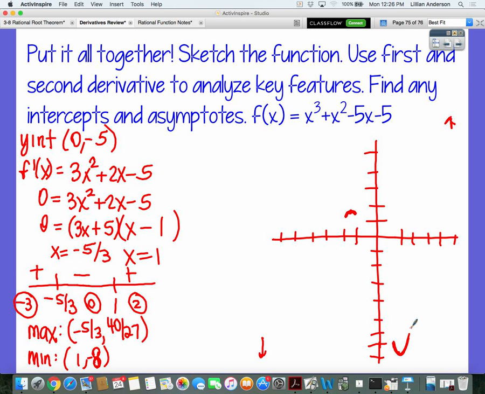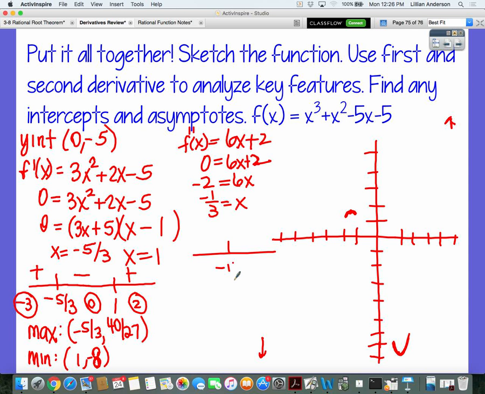Now, the second derivative is basically going to tell us where it's concave up and concave down, basically give us our inflection point. So the second derivative is going to be 6x plus 2. We set that equal to 0, and our inflection point is at negative 1/3. Well, we hope it is. Let's just double check.